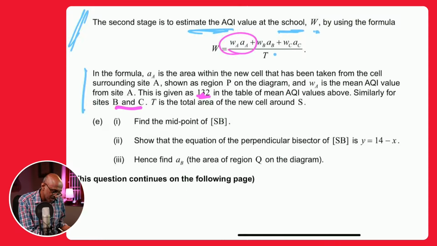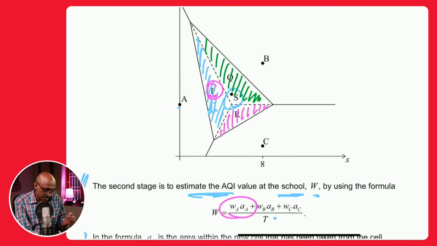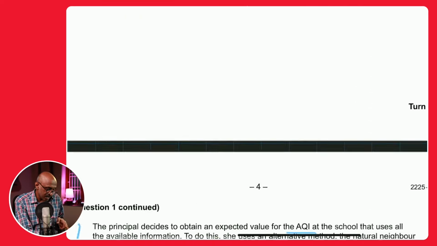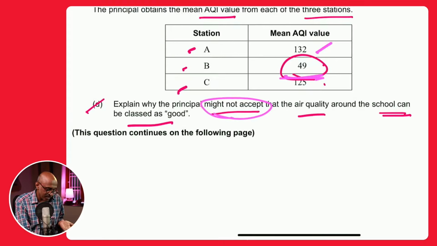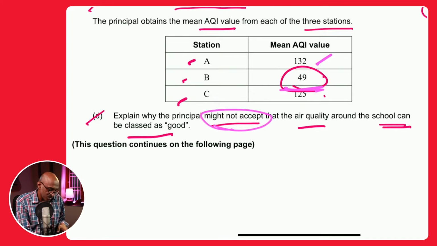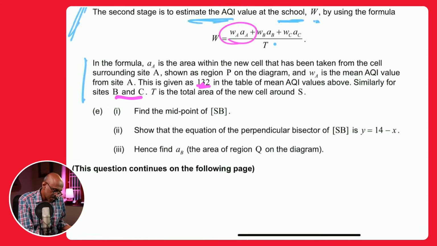Similarly for sites B and C. Alpha B is the area of the triangle and WB is the index, the AQ index 49, and the same way WC should be that 125. Okay, 125. All right, so what are we asking?